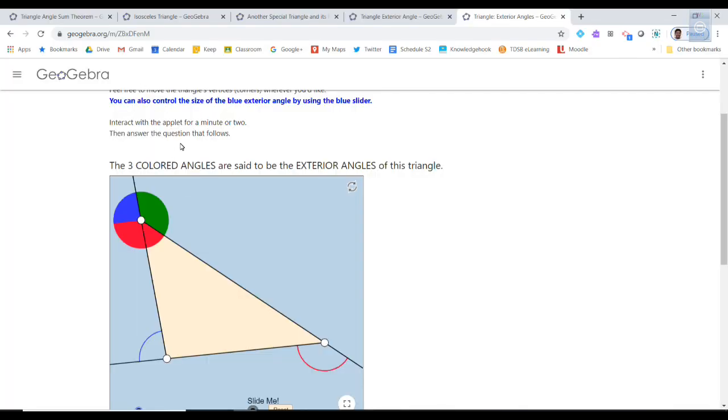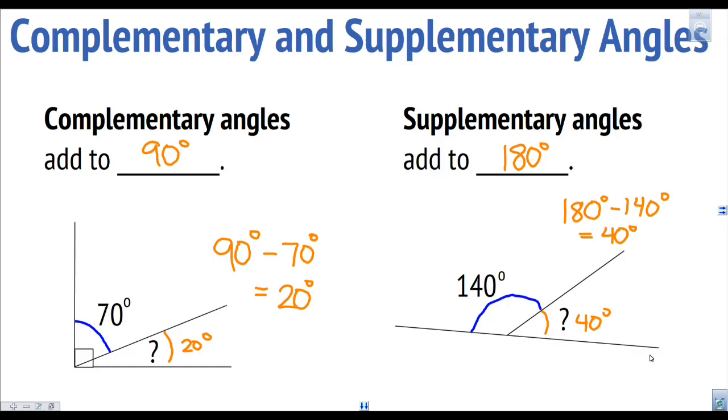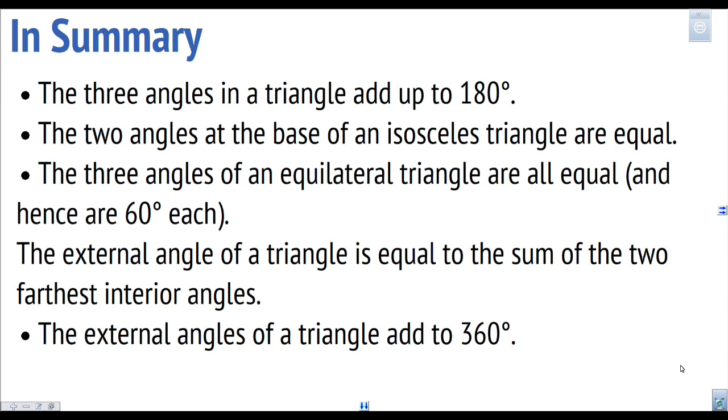So that was a lot that we just uncovered. So in summary, let's just look at them one more time. The three angles in a triangle add up to 180 degrees. The two angles at the base of an isosceles triangle are equal. The three angles of an equilateral triangle are all equal, and therefore they are 60 degrees each. The exterior angle of a triangle is equal to the sum of the two farthest interior angles. And the exterior angles of a triangle add up to 360 degrees.